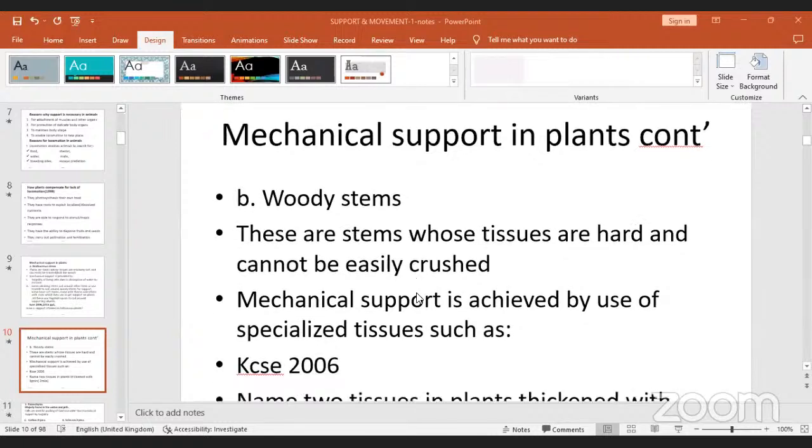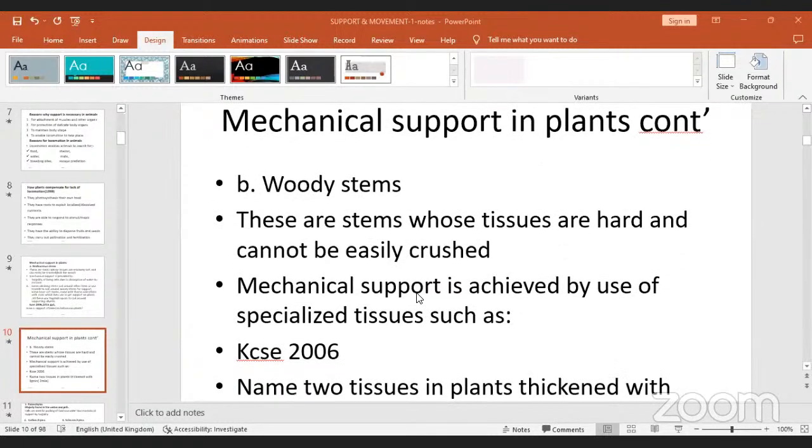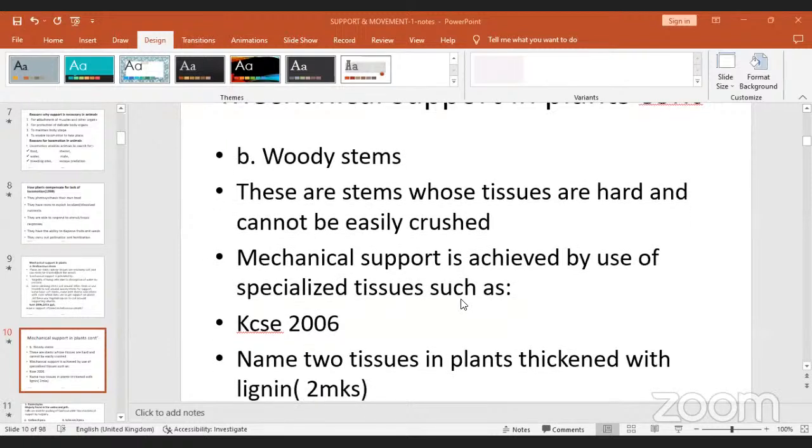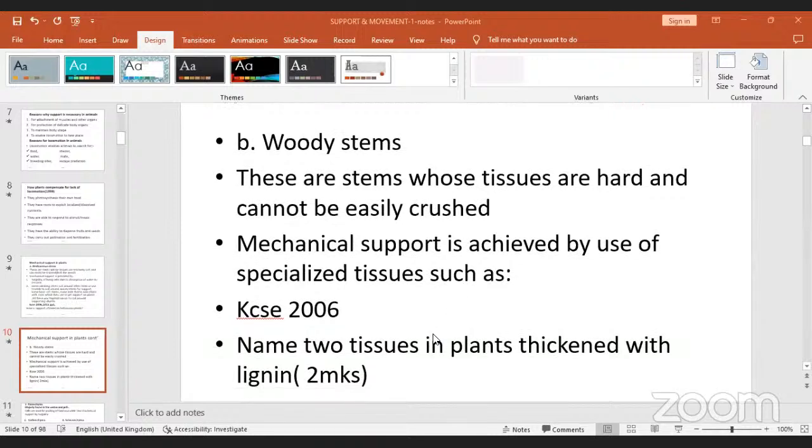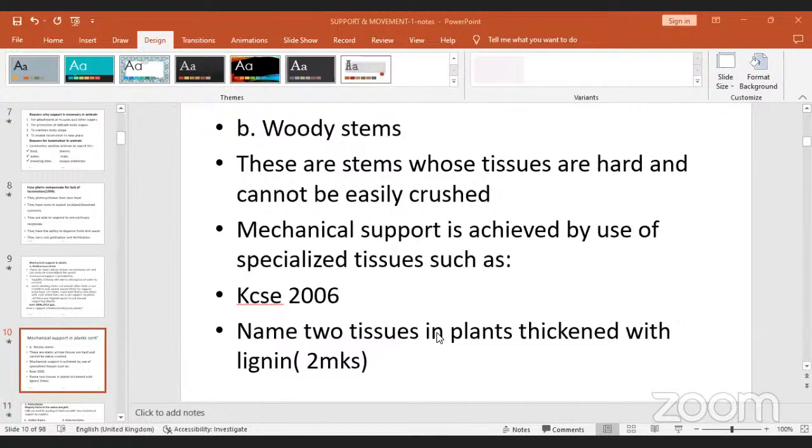And in 2006, there was a question that you name 2 tissues in the plants that are thickened with lignin. And some questions you get asked to name 2 support tissues in the plants. So this one is more specific. This one was on support tissues that are thickened with lignin only. And we'll learn about them.